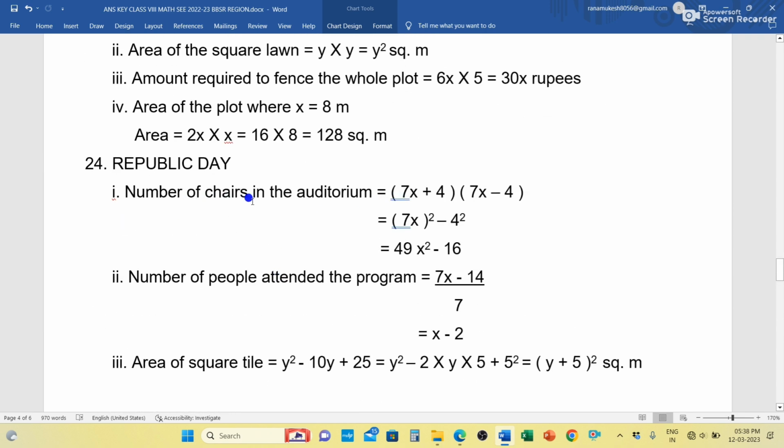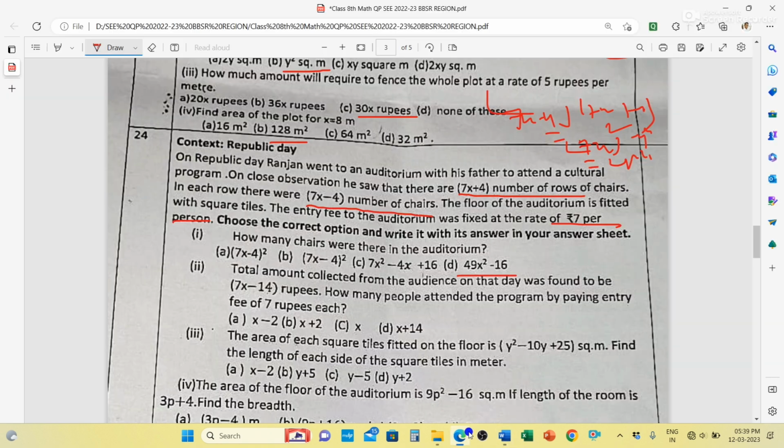Okay. Number of chairs in the auditorium: 7x plus 4 into 7x minus 4. (a plus b) into (a minus b) equals a square minus b square. (7x) whole square minus 4 square. So (7x) whole square equals 49x square, and 4 square is 16. Okay, so 49x square minus 16.